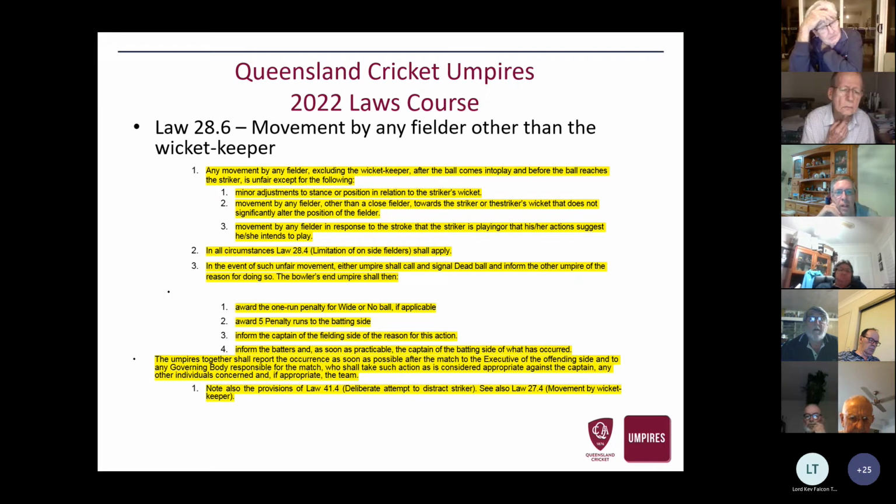In the event of that unfair movement, so for example, rather than walking in with the bowler, a fielder is walking backward. Dead ball, 5-run penalty to the batting side. We inform the stakeholders and we put a report into the governing body.